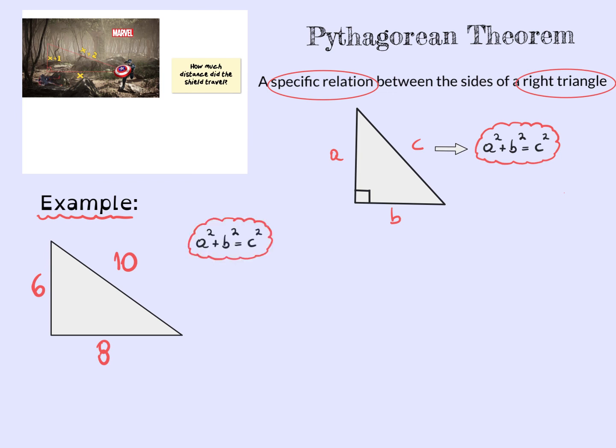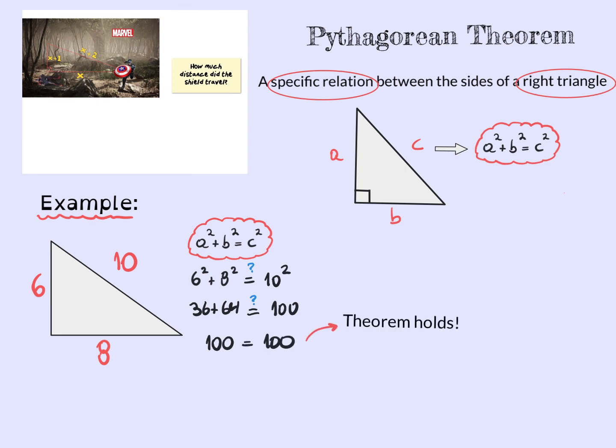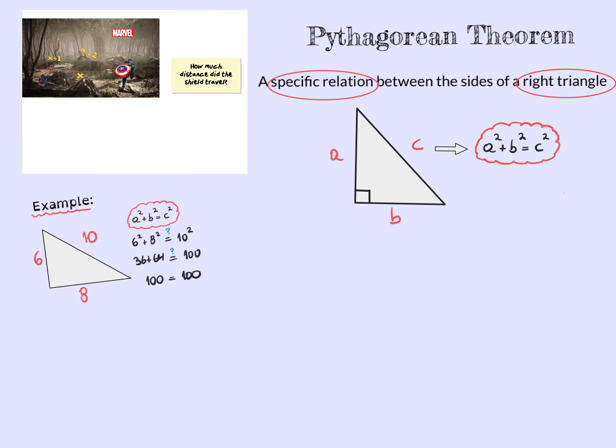The left side of our Pythagorean theorem equation is 6 squared plus 8 squared, and it should be equal to 10 squared. So let's see, the left side is 36 plus 64, and the right side is 100. 36 plus 64 is 100, and is equal to the right side. So for this example, the theorem holds. In fact, no matter what right triangle you construct, the theorem will always hold. That's why it's a theorem.